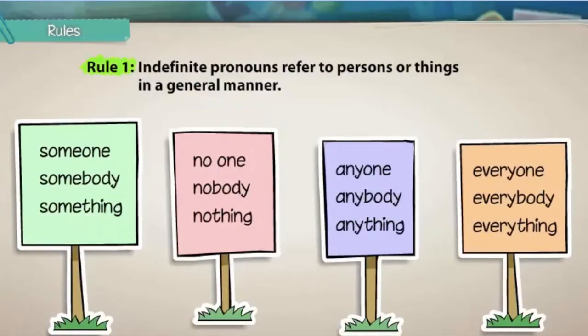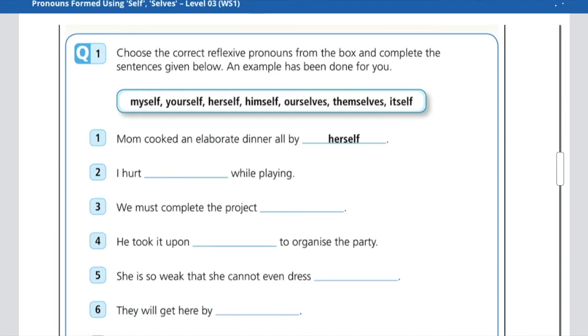These are all indefinite pronouns. Choose the correct reflexive pronouns from the box and complete the sentences given below. An example has been done for you. Mom cooked an elaborate dinner all by herself.